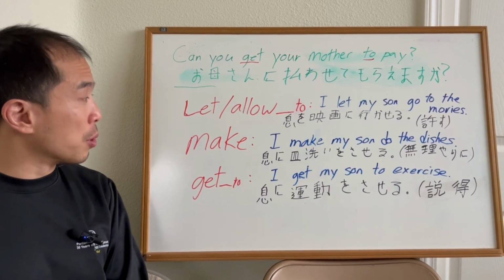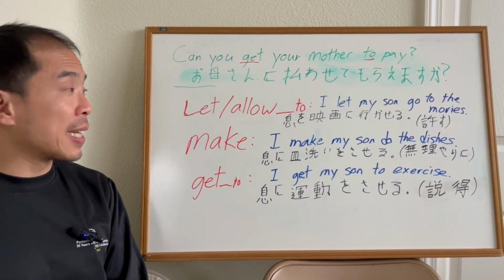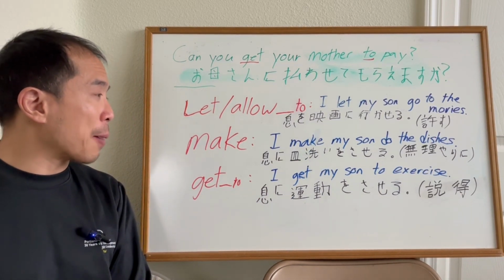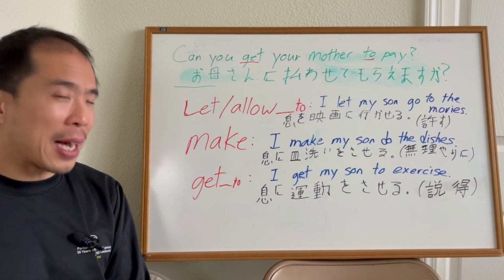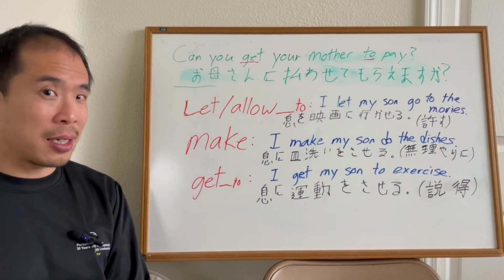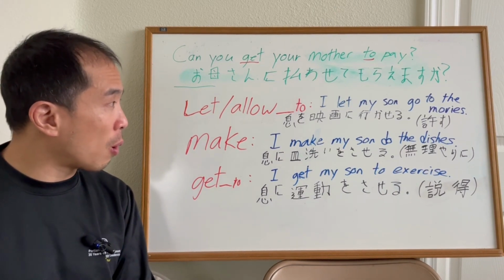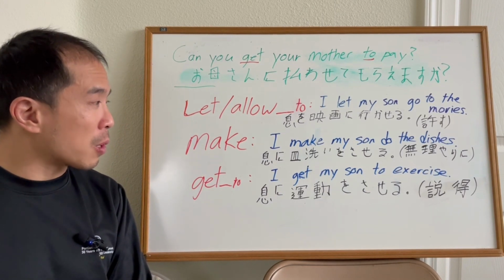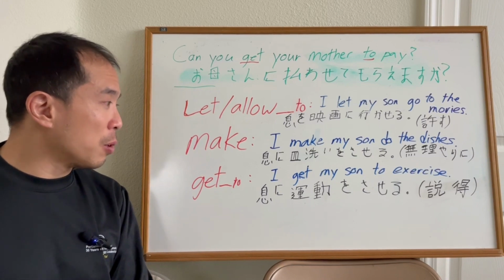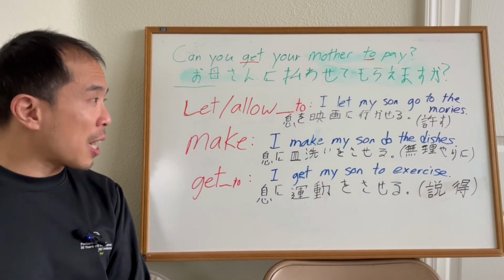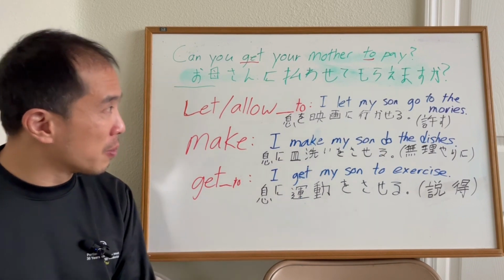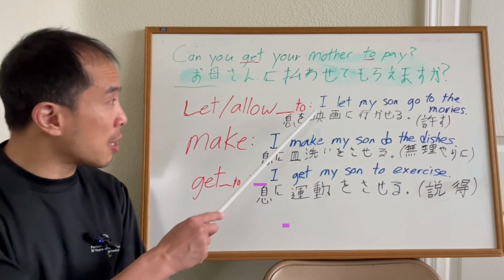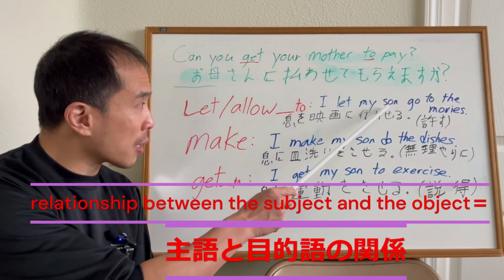Let, or allow to, make, and get to. I let my son go to the movies. I make my son do the dishes. I get my son to exercise. Now in Japanese, it's 息子を映画に行かせる。息子に皿洗いをさせる。息子に運動をさせる。In Japanese, it's always the same. It's always させる. But in English, it depends on the relationship between the subject and the object.